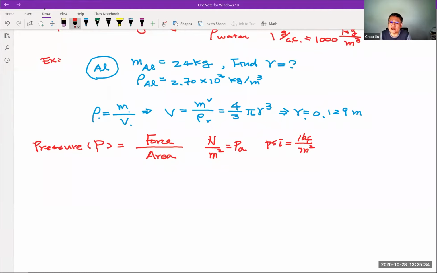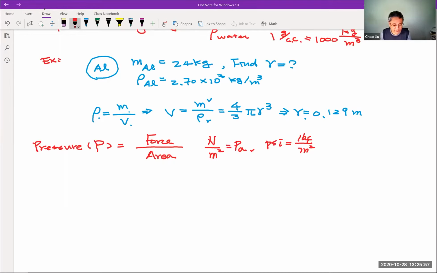However, internationally, we use Pascal. Most of the calculation will be based on the Pascal. You're going to use the Pascal for most of the calculation. And you can do a conversion. In the textbook, you have a table of conversions. You have to know how to do a conversion. If we give you the PSI, then you should know how to convert this into the Pascal.